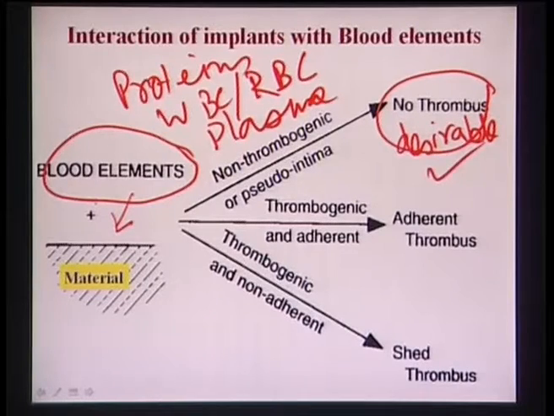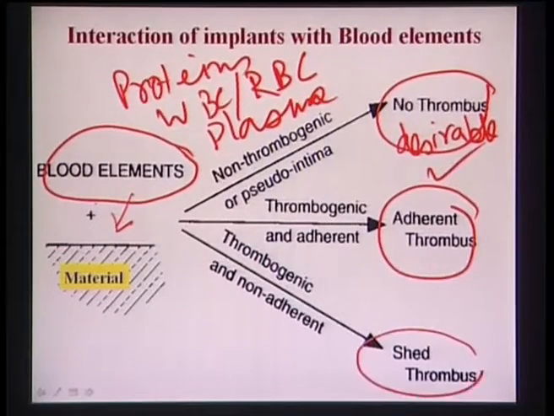Then it can be thrombogenic and adherent. Thrombogenic and adherent means you have thrombus formation, and this thrombus will be adhering to the biomaterial surface. The third one is thrombogenic and non-adherent. Thrombogenic and non-adherent means thrombus will be formed, but as the blood flow is continuous, in dynamic conditions, the subsequent blood flow will take away all the thrombus. So, therefore, it is non-adherent.